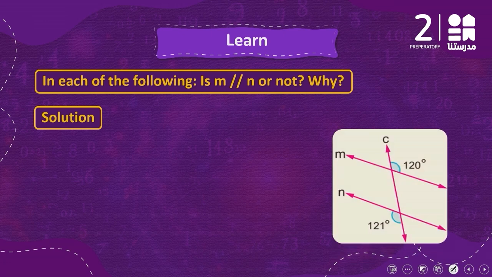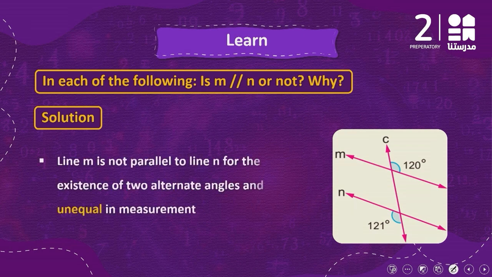Now we have these two angles. This is 120, this is 121. They are not equal, so the lines are not parallel. Because the angles are not equal, the lines are not parallel.